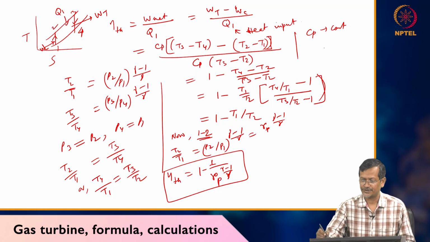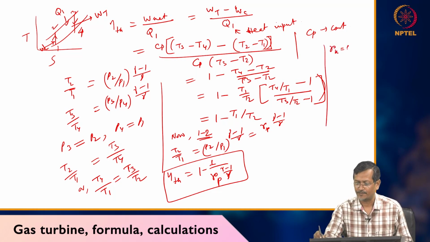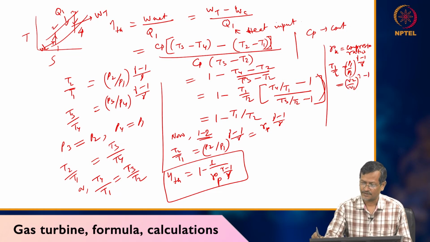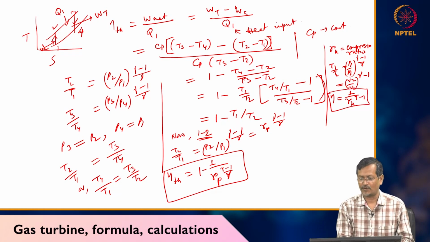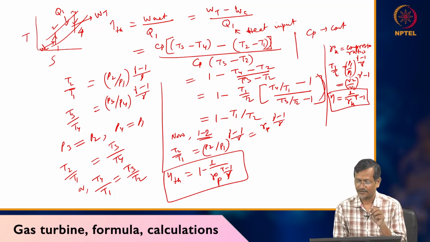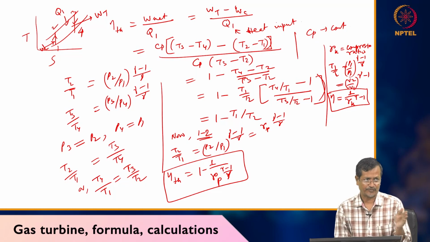Now if I have the compression ratio known, let's say RK is the compression ratio. In that case T1 by T2 equals (P1 by P2) to the power (gamma minus 1) by gamma equals (V2 by V1) to the power (gamma minus 1), where V is specific volume. So eta equals 1 by RK to the power (gamma minus 1). RK means compression ratio. So you have to see whether pressure ratio or compression ratio is given. Both may not be the same. If compression ratio is given, the formula is different; if pressure ratio is given, the formula is different.